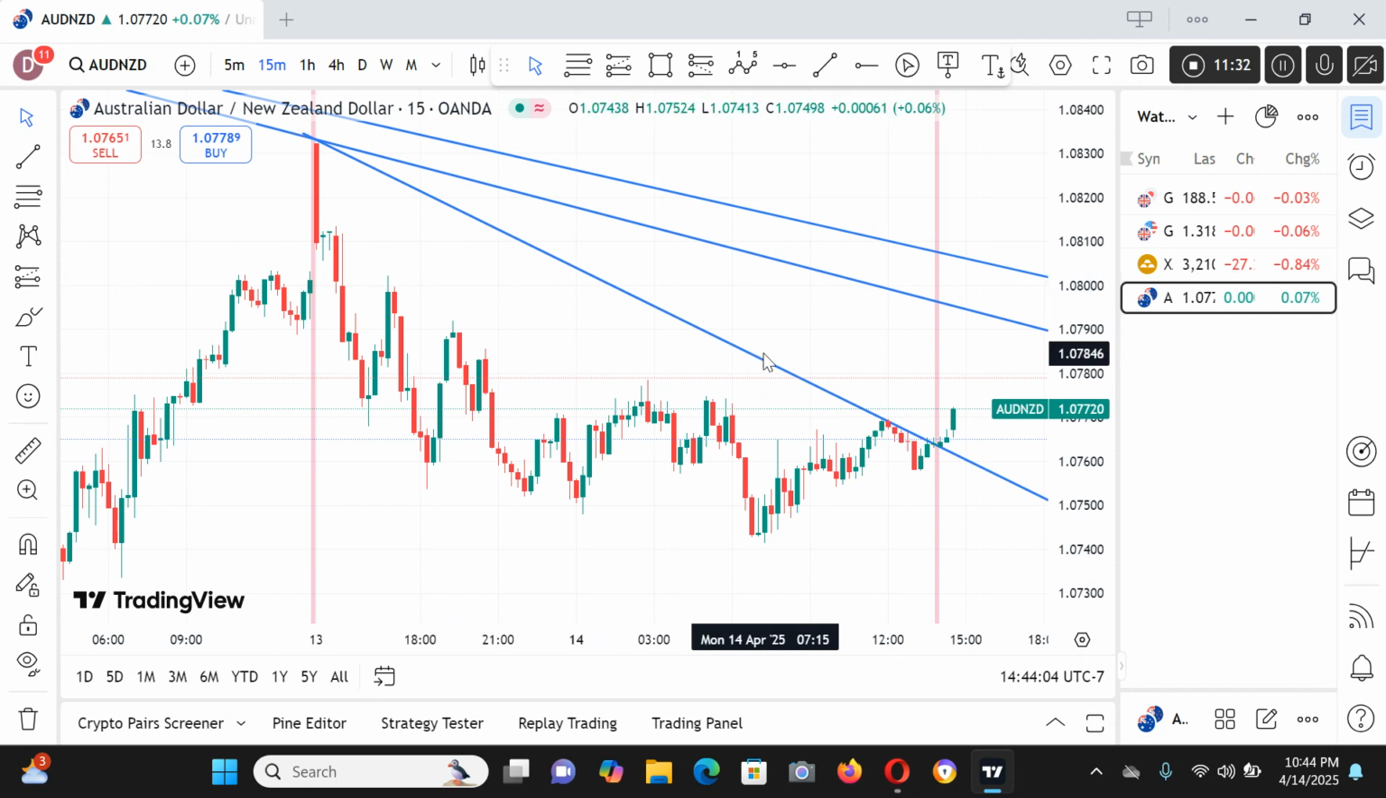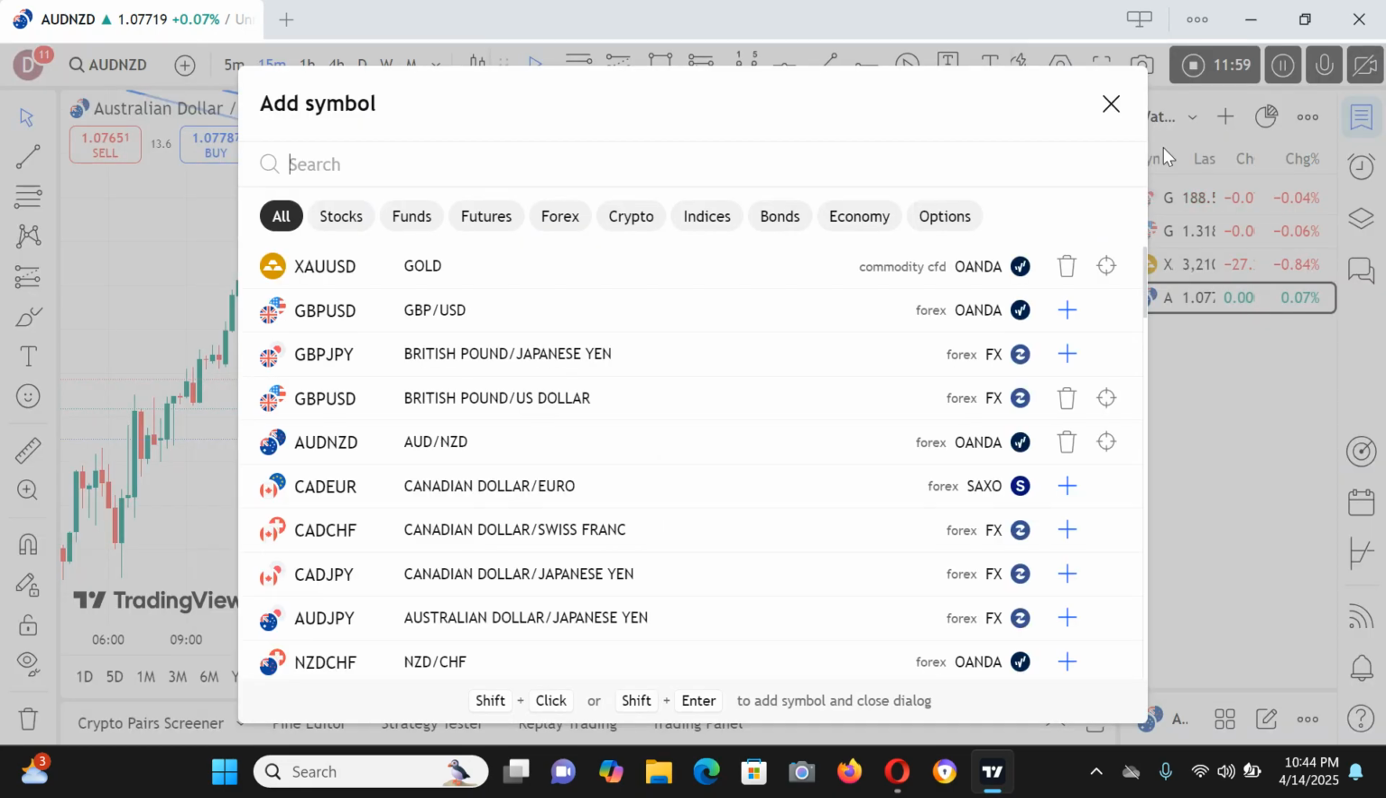But here on the 15 minutes time frame, we can see that the candlestick has broken this 15 minutes trend line. This might most likely be a fake out. It may retrace back in that area, then we look for a short position. So let's move to another currency pair and draw our trend line. So let's check NZD.